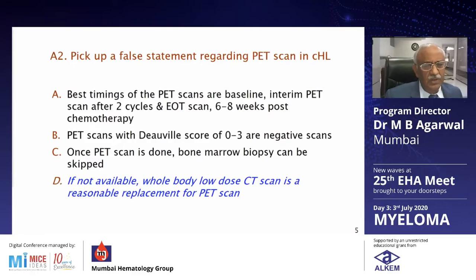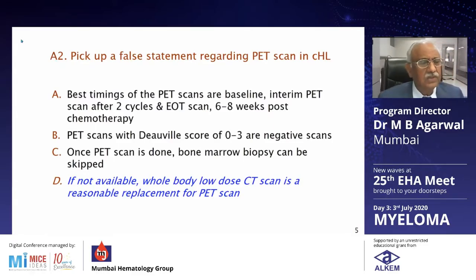So in general, today bone marrow biopsy is skipped if you have done a PET scan and if it tells you yes or no about the marrow. And Deauville score of 0 to 3 are negative, 4 and 5 are positive. That means there is a residual active disease, metabolically active disease, if it is 4 and 5. And this first statement was absolutely perfect.